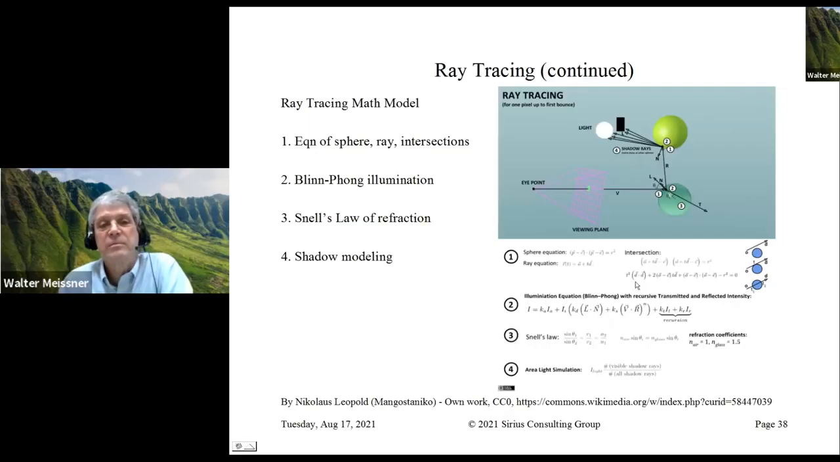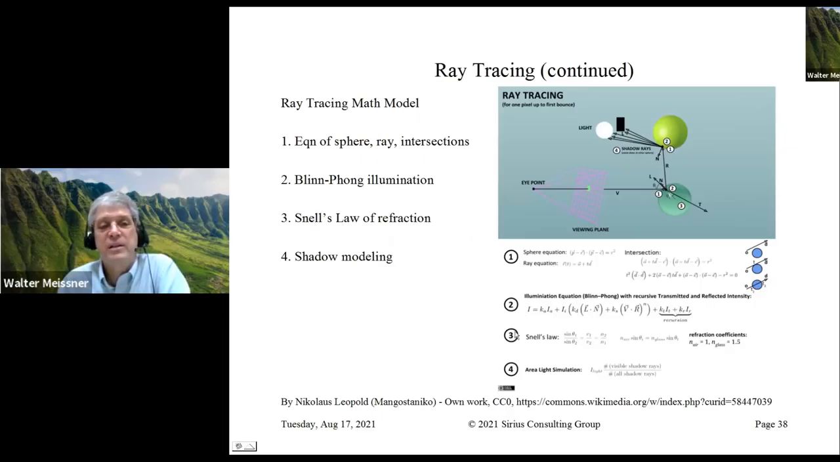And this is another view of it, talking about the math model behind it. In step 1, there's an equation of the sphere, there's an equation for the ray, and there's an equation for the intersection with the sphere. And there are 3 cases: either it's blocked by the sphere, it's tangential to the sphere, or it passes by the sphere. Then they need to use some kind of illumination model, so they use the Blinn-Phong illumination, and this equation here is exactly what I showed before.